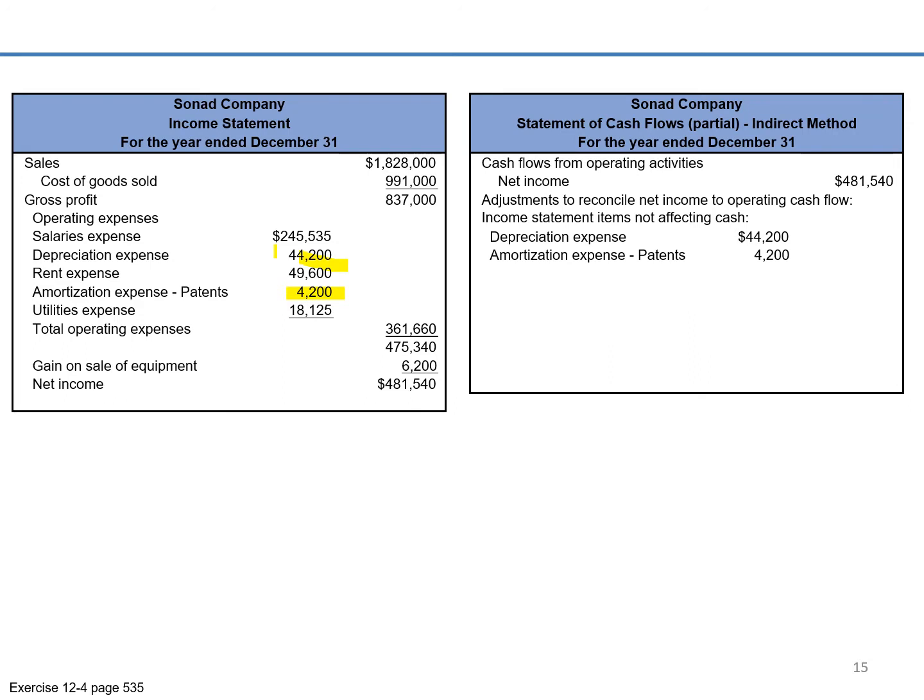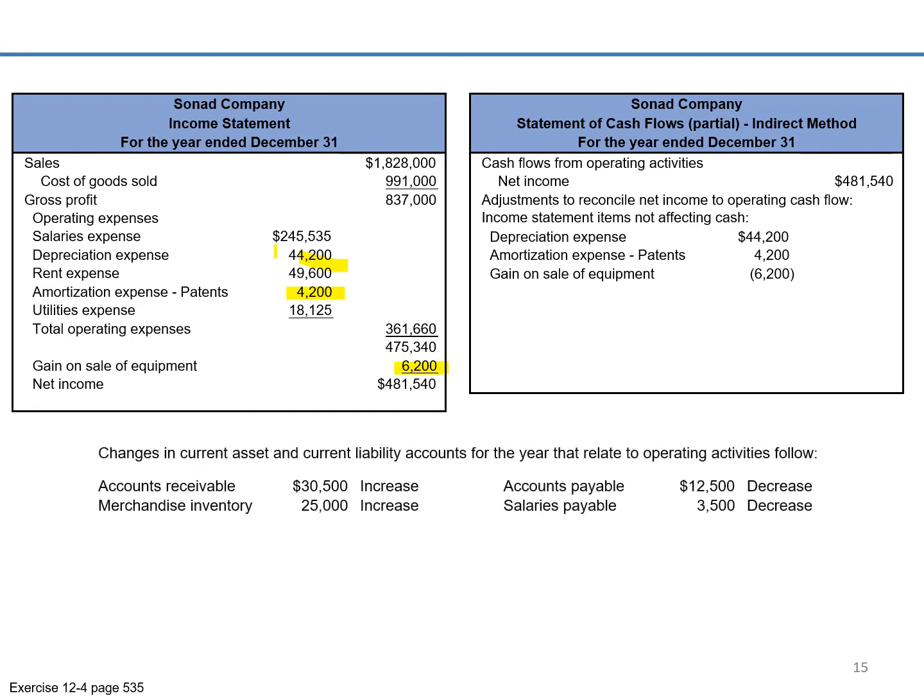Then we need to subtract any gains or add any losses. Subtract any gains, add any losses. So we have a gain on sale of equipment. That's a book gain. It's not a cash transaction. So we're going to subtract that.